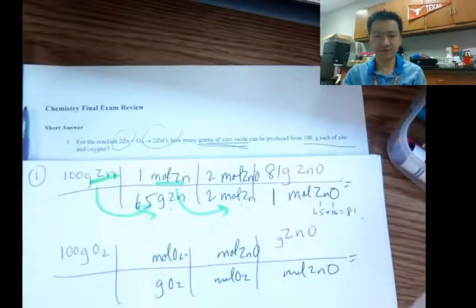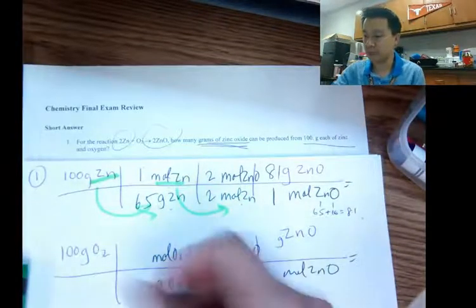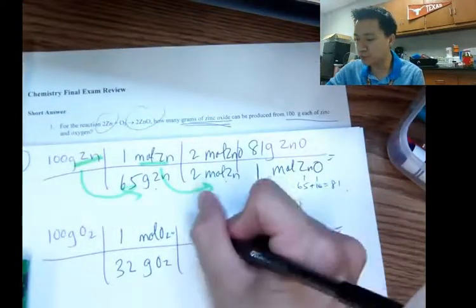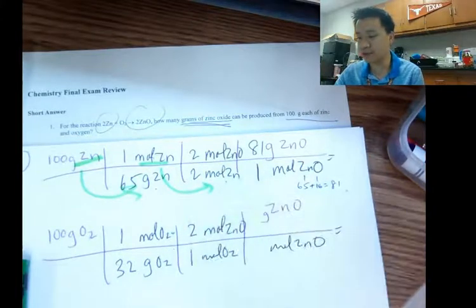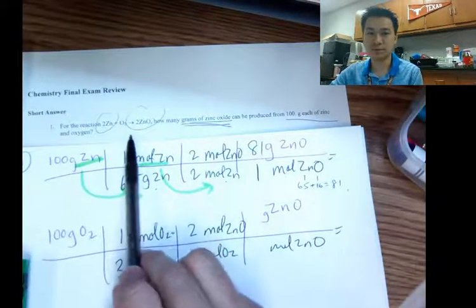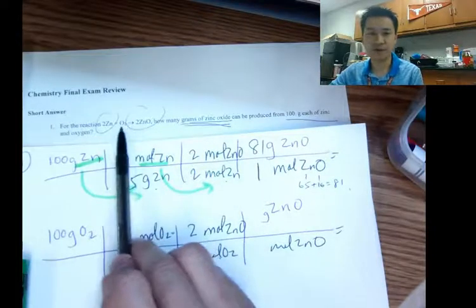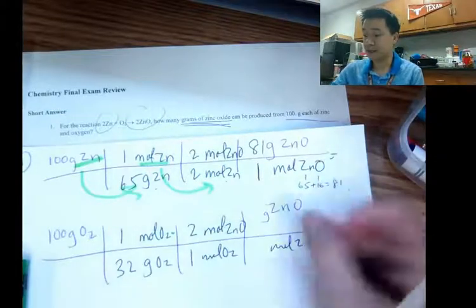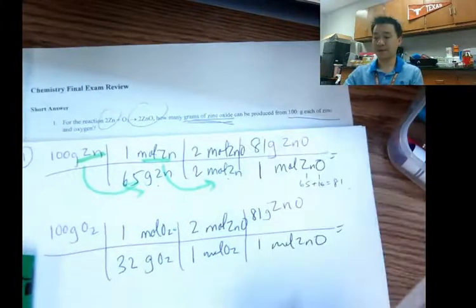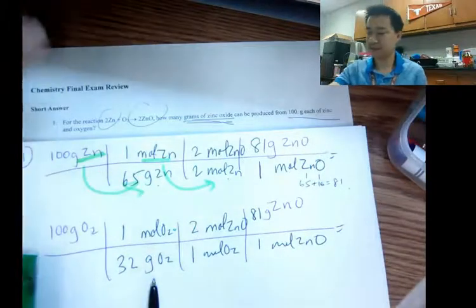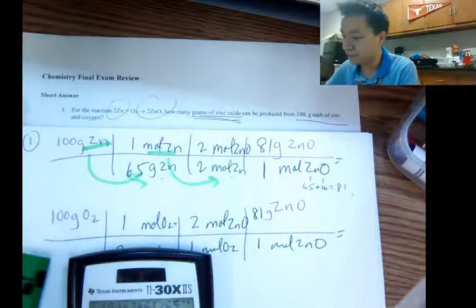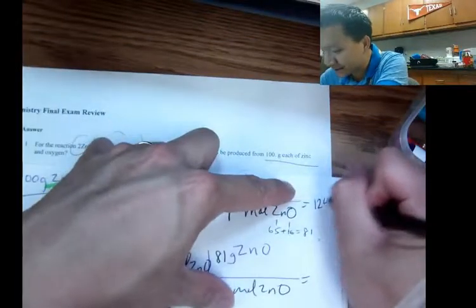Anytime you see grams, you have to use the periodic table. Okay, the bottom one, 1 mole of oxygen is 32 grams. Mole over mole, 2ZnO from 1 O2. Look at the equation, mole and mole. The balanced equation, the coefficient in front of oxygen, there's no number, so it's 1. And then ZnO here is the same thing, 81, same on top. Multiply all the top, divide by the bottom. There you go, 124.6 grams of ZnO. That's the top one.